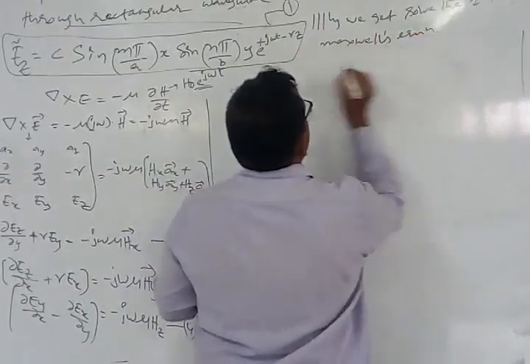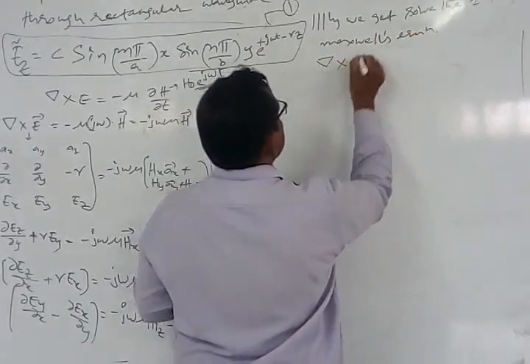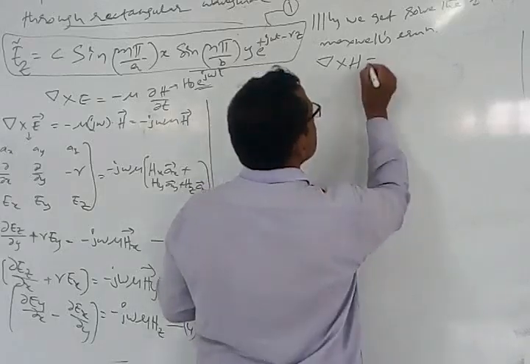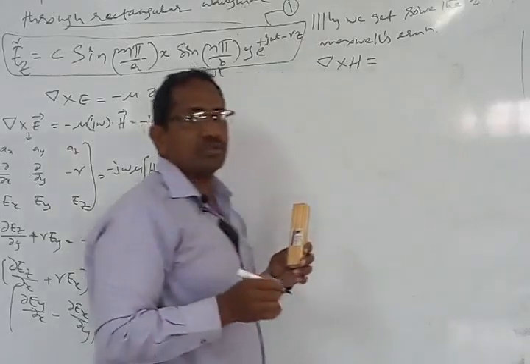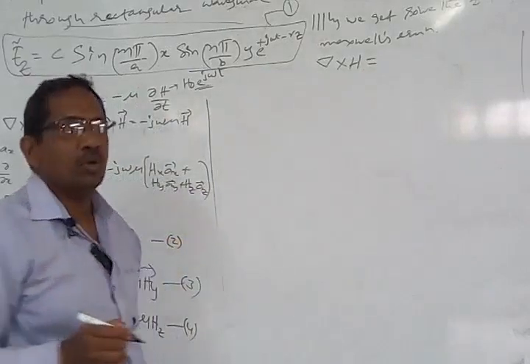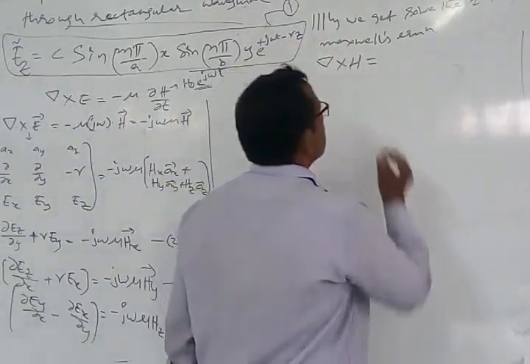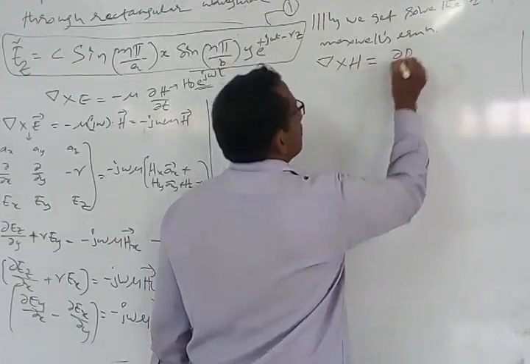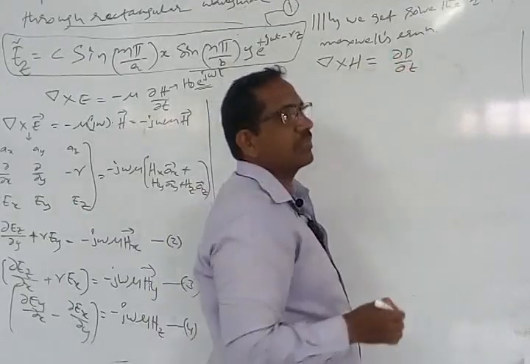Maxwell's equation. What is the second Maxwell equation? Del cross H is equal to, what we can write that as? Del cross H is equal to sigma E plus dou D by dou t. So if sigma is equal to 0, I can write this as del cross H is equal to dou D by dou t. Alright.